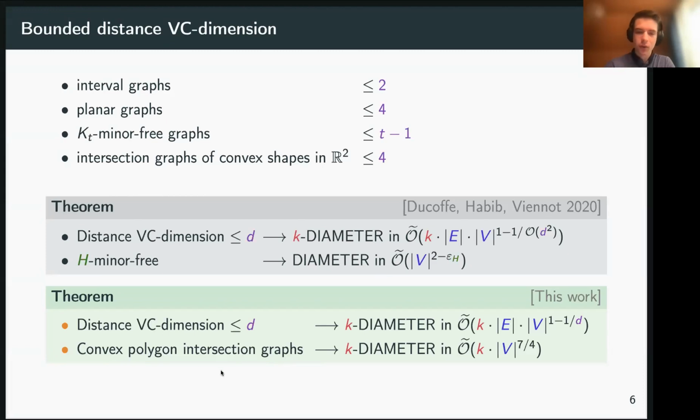And in this case, of course, we want to remove the dependence on the number of edges, because we could just build the graph and run the first algorithm. That's pointless. We want to remove the dependence on edges because we might have large cliques, and we can do that. We get an algorithm with subquadratic complexity in the number of vertices, and this exponent here comes from the fact that this distance VC dimension for convex shapes is bounded by 4. So it's actually the same as here, but we substitute for D.